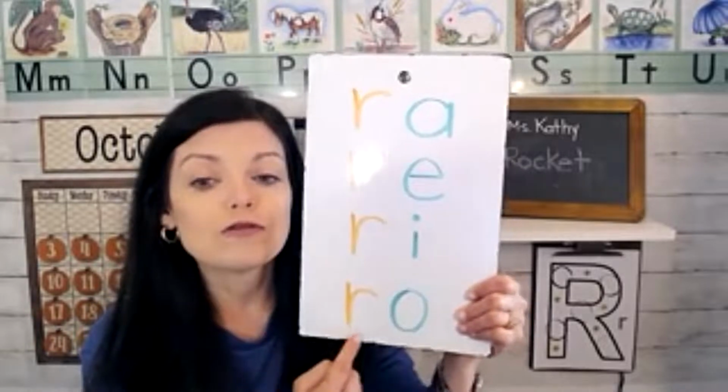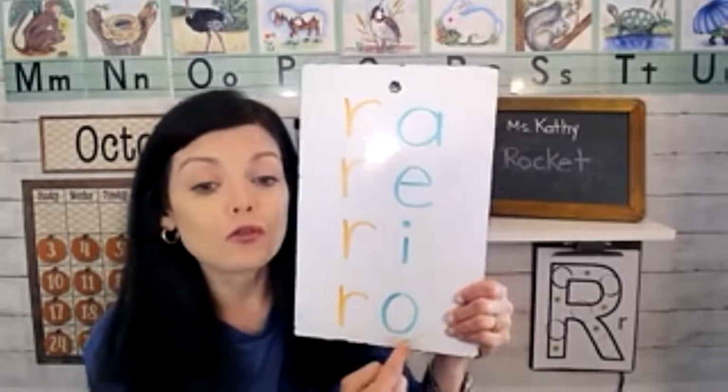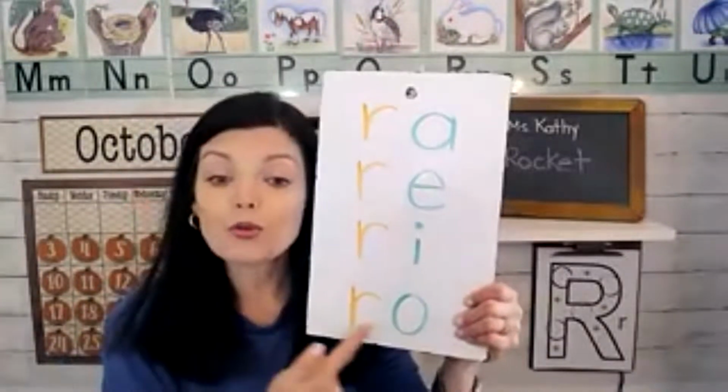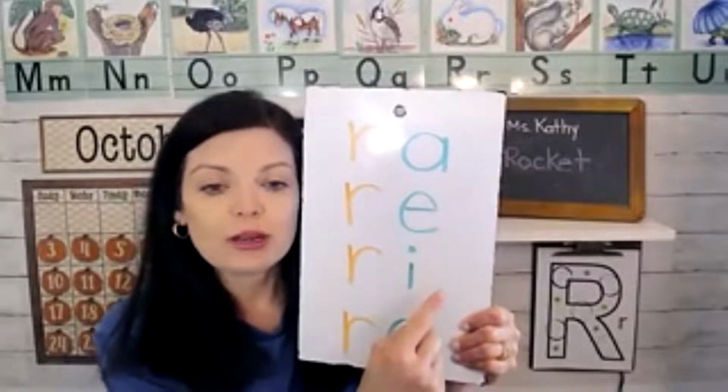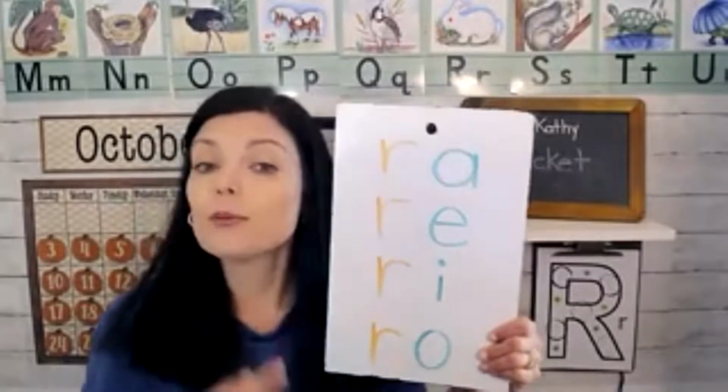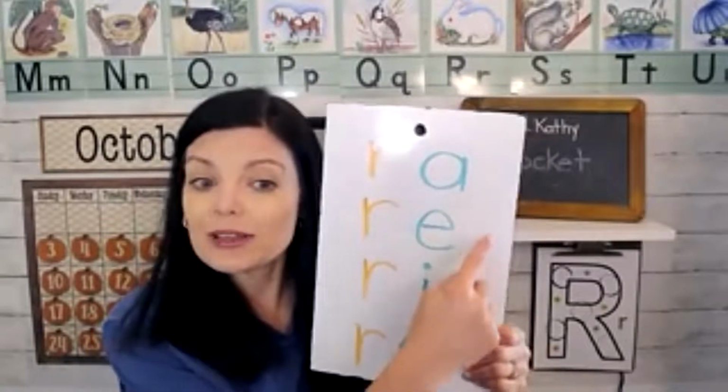Ra. Ra. Good job. Ra. Ra. Re. Re. Ra. You can practice those for homework. Pretty soon we'll add another letter and have a whole word.